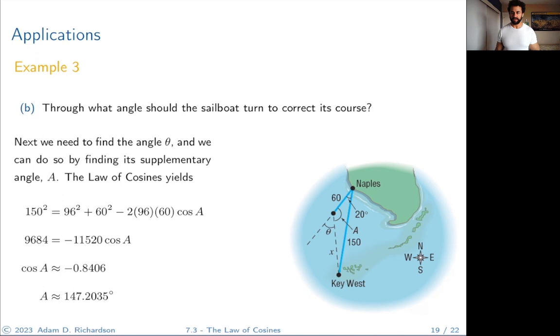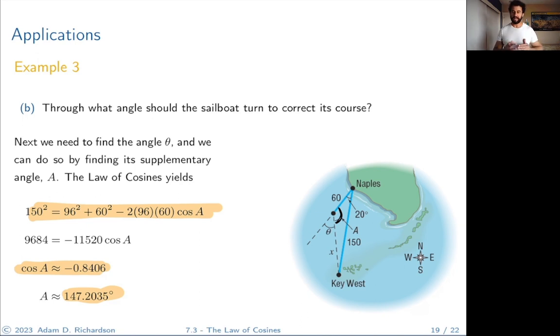So we're going to use the law of cosines again to find this angle right here, the angle A. So the law of cosines will give us this formula, and that'll let us solve for the cosine of the angle. And then we can use the inverse cosine function to give us an approximation for the angle itself. So the angle A is about 147.2035 degrees. Again, that's just from a calculator. Remember, make sure your calculator is in degree mode.